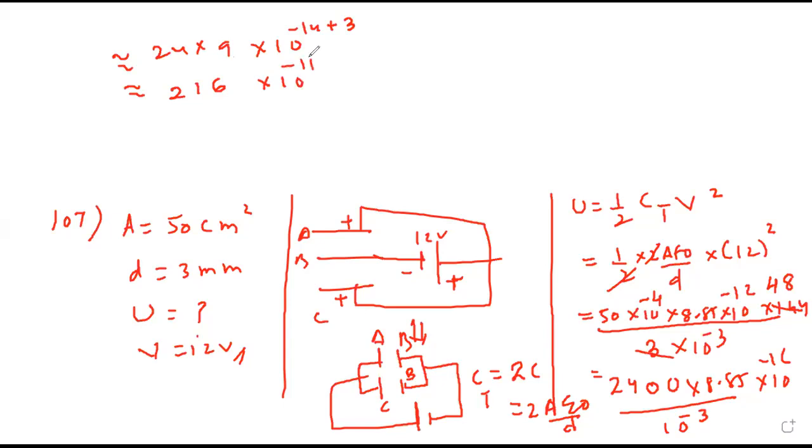Now we'll check which format they have given the answer in, same or they have changed the decimal position. They have changed it. So this is 2.16 into 10 raised to minus 9 joule, which is closest to option 107.